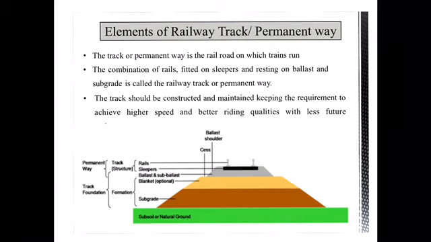So the combination of all these things we call the permanent way. And how do we construct the permanent way? As I told you, we require the rails, which will be fitted on the sleepers, that will rest on the ballast, and finally the ballast will be laid on the subgrade. The rails are fitted with the help of fish plates and fish bolts, and they are rested on the sleepers with the help of the railway fastening. We have different types of fastening used to connect the rails with the sleepers, and the sleepers finally rest on the ballast.